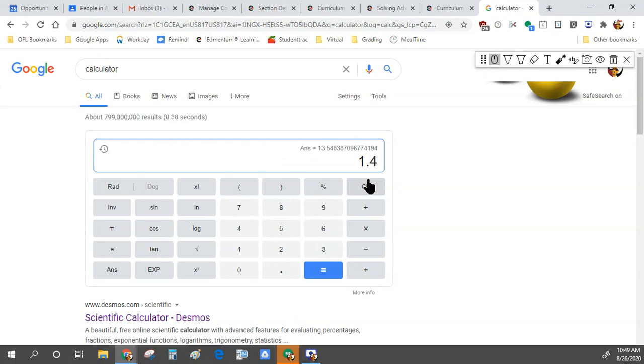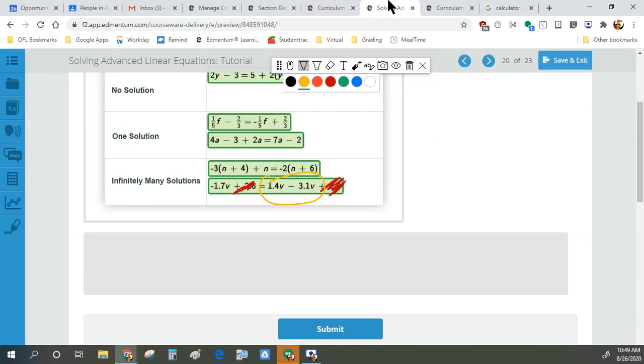So if I combine those together, 1.4 minus 3.1, I get negative 1.7v equals negative 1.7v. I can honestly stop right here. When does negative 1.7v equal negative 1.7v? Always. There's infinitely many solutions. These two are the same line. They just look a little different. That's all it is.